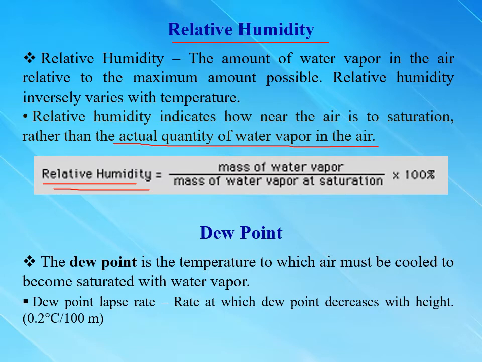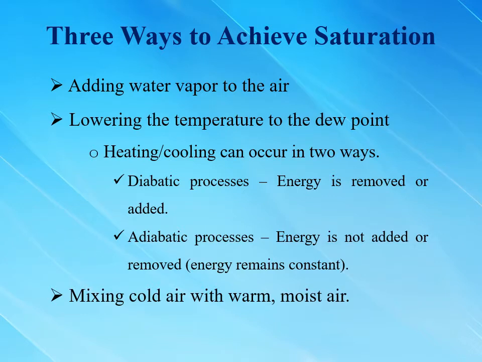The next expression of humidity is dew point. Dew point is the temperature to which air must be cooled to become saturated with water vapor. The rate at which dew point decreases with height is about 0.2 degrees centigrade per 100 meters. Now, for unsaturated air to become saturated, there are three ways to achieve this saturated condition.